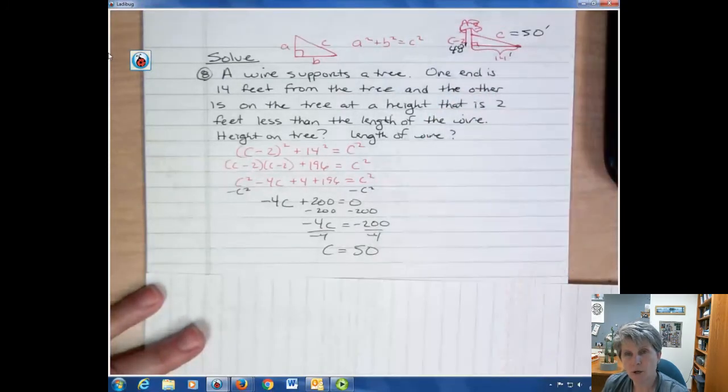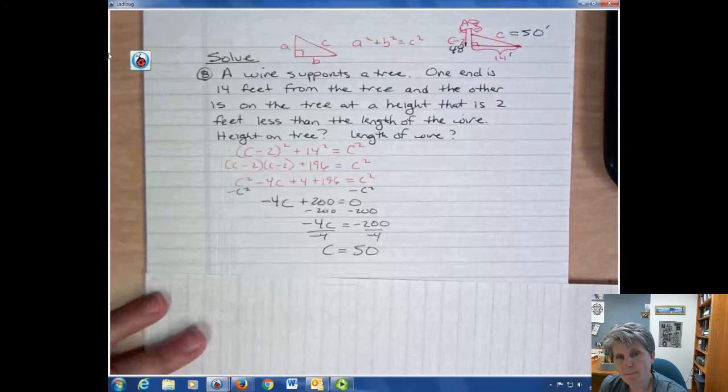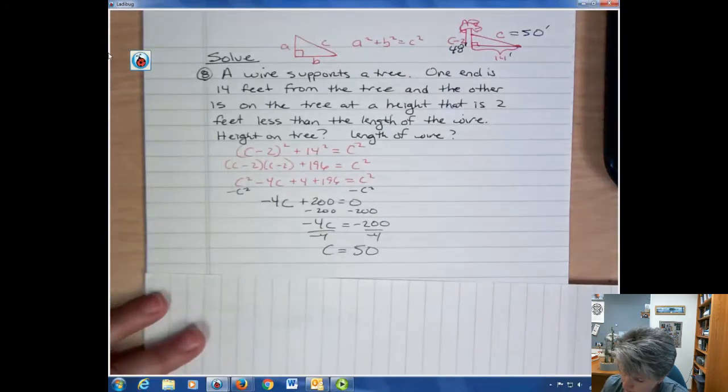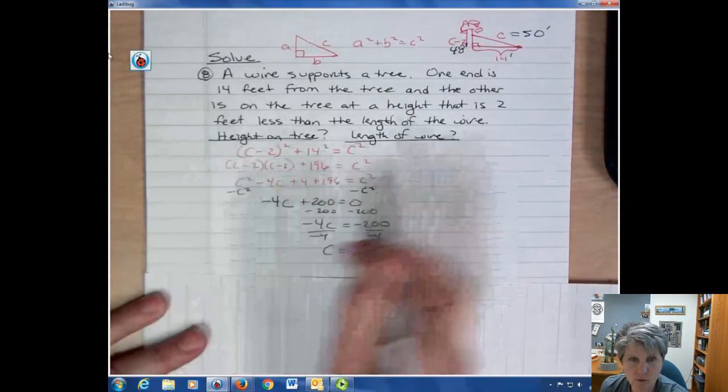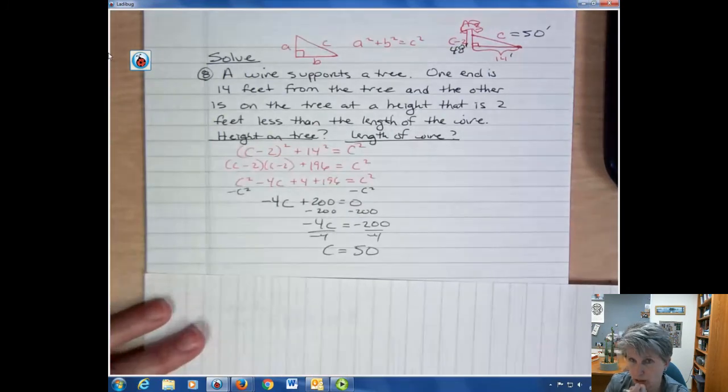All right, so make sure and read the question on the final. Which one of these are they asking for? They don't ask for both. Usually they ask for one or the other, so just be careful about that.